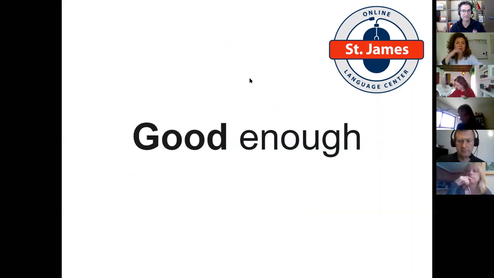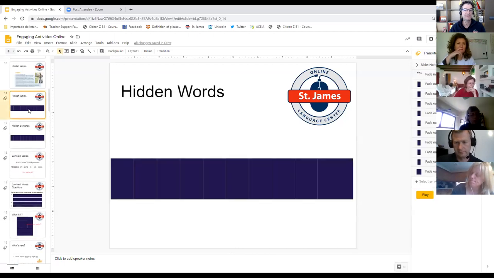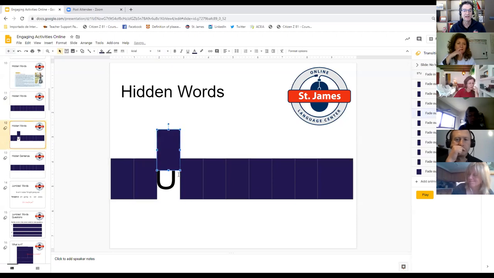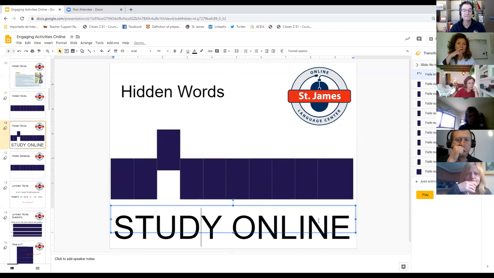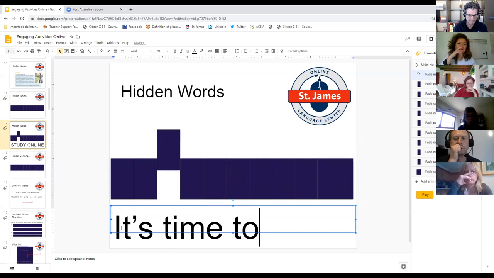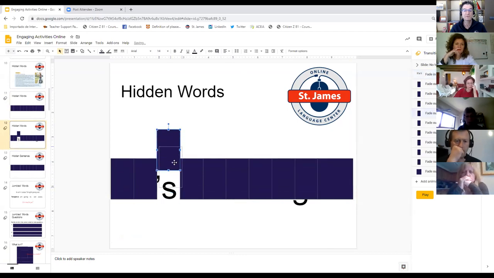I use Google Slides. I think, for me, it works great. But just to give you an idea, if I'm doing something like this, what I do is I copy the slide. I say duplicate the slide. So this is another slide. Instead of a study online, I want to hide something else. For example, this is what I want to hide. I hide it and I put this back.